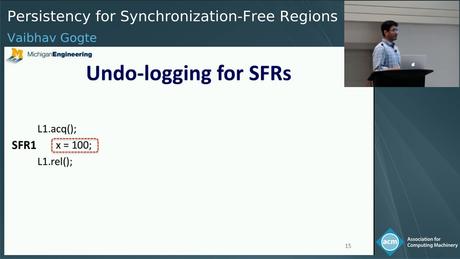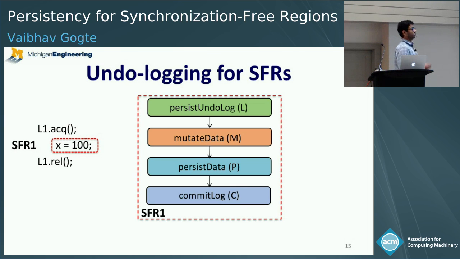We use an undo logging mechanism for the updates within the SFR. Here, going back to the same example from the previous slide, we perform an acquire and release on an atomic variable L1, and then there is an update in between. Does the SFR consist of a single update? Potentially, it can have multiple updates. But for each of the updates, we perform undo logging, which involves four steps. First, we create a log entry in the persistent memory. This log entry records the old value of the memory location that is being updated within the SFR.